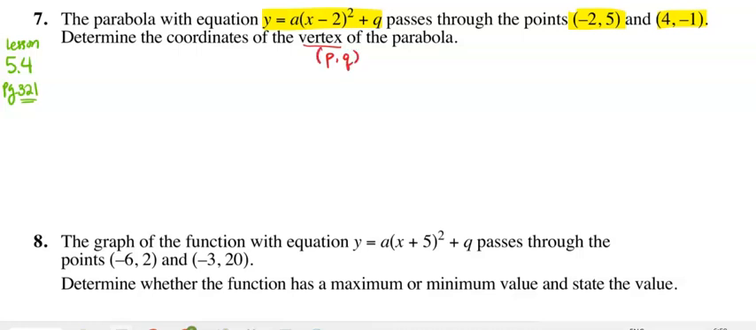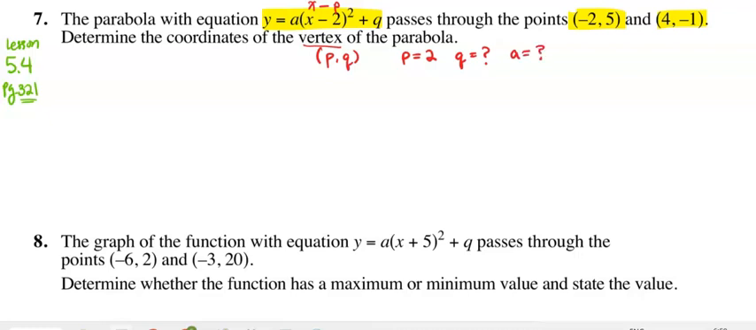Now I'm going back to the equation that we've been given. We actually know the p value because we know our equation is x minus p. So that tells me p is equal to 2. We just don't know what q is. We have another unknown variable in this equation, and that's a.